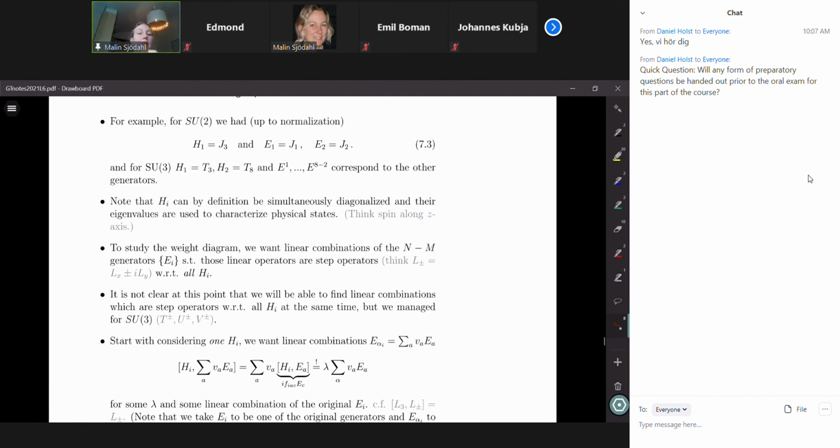Now, in general, to study the weight diagram, the corresponding thing to all possible states, we want to form linear combinations of the non-Cartan generators, such that those linear combinations are step operators. So this is what we did for SU(3). We had the T's and the U's and the V's, plus and minus. They were all step operators.